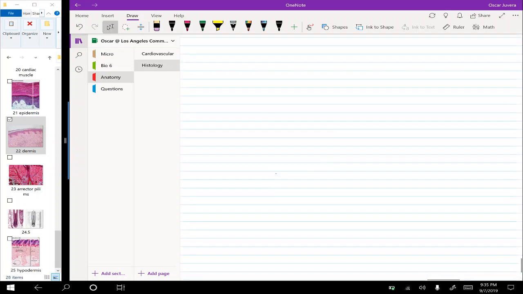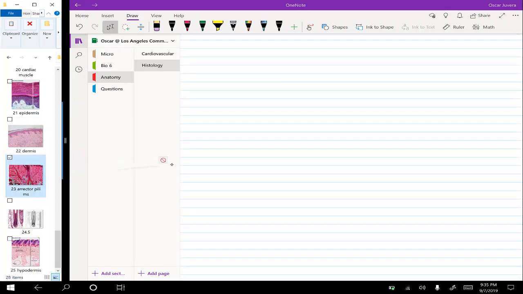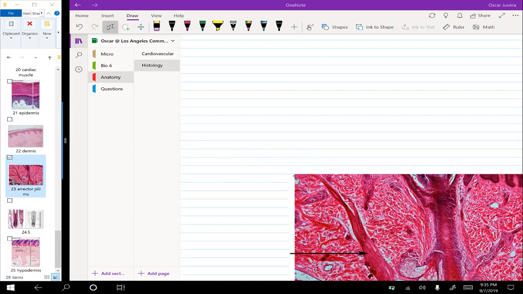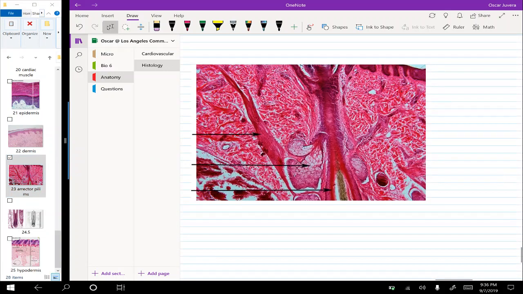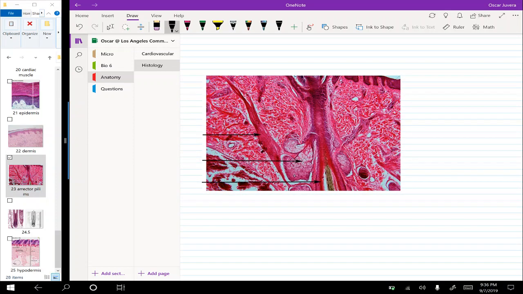Good? Alright, so now let's take a look at this little guy. You have a hair follicle and all these other structures. This right here is a hair follicle. Now, I want to emphasize this little guy, which we call the erector pili muscle.